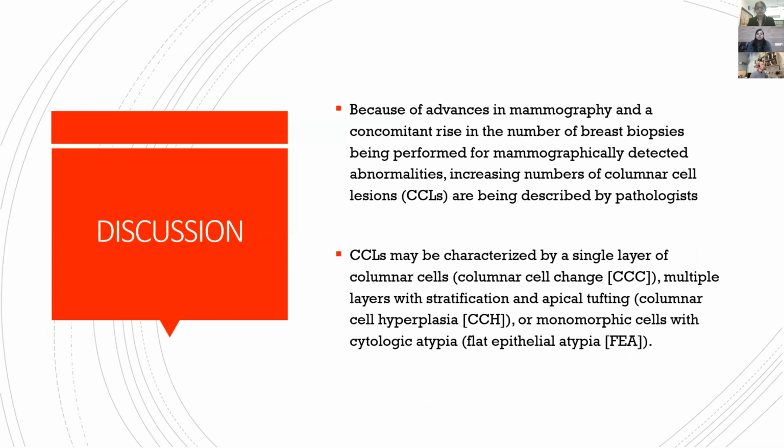So earlier, columnar cell lesions were not that easy to find out. But now, because of advances in mammography and a concomitant rise in the number of breast biopsies being performed, as we have mammographically detected abnormalities, an increasing number of columnar cell lesions are being described by pathologists nowadays. So, I told you columnar cell lesions can be categorized by either a single layer of columnar cells, which is known as columnar cell change, multiple layers with stratification and apical tufting, which is known as columnar cell hyperplasia, or monomorphic cells but with cytological atypia, which is known as flat epithelial atypia.